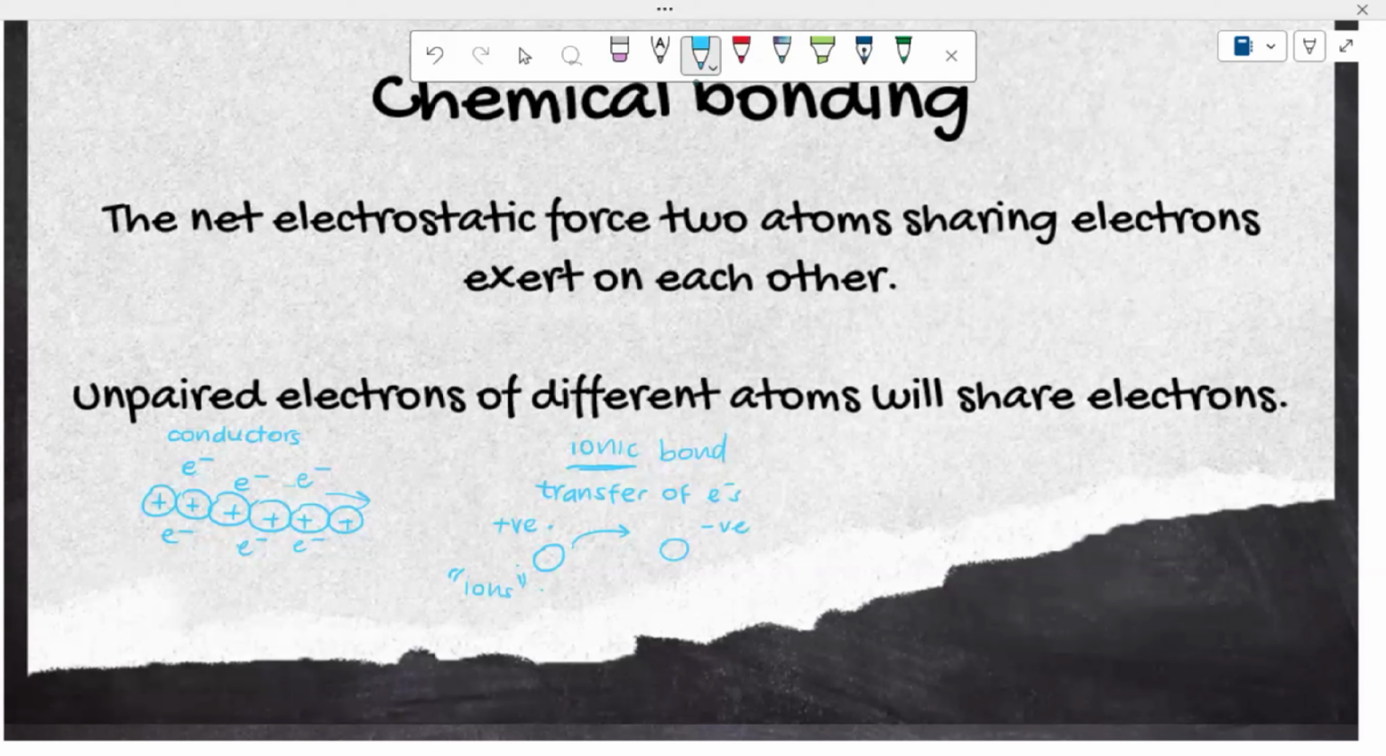And like the person in the comments said, our ionic bonds are between metals and non-metals, right? And the last thing we have is covalent bonds. And our covalent bonds are between two non-metals.